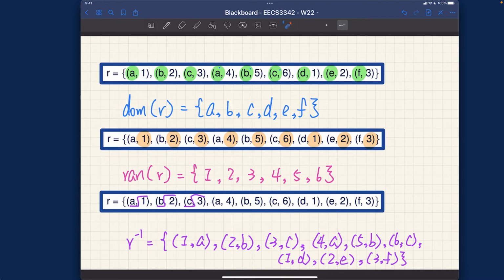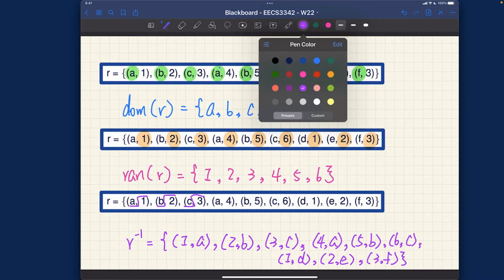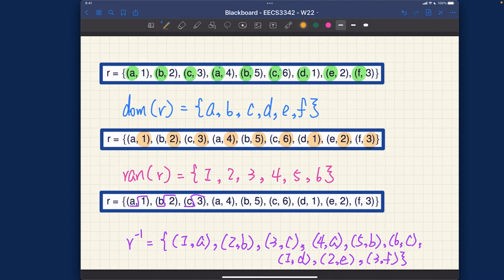Let me write it down for you. So the property you can also definitely observe is like this. So domain of the inverse of R will be just the range of the original relation. Okay, that's one. Property number one. Property number two, symmetrically, the range of the inverse will be the domain of the original relation, right?